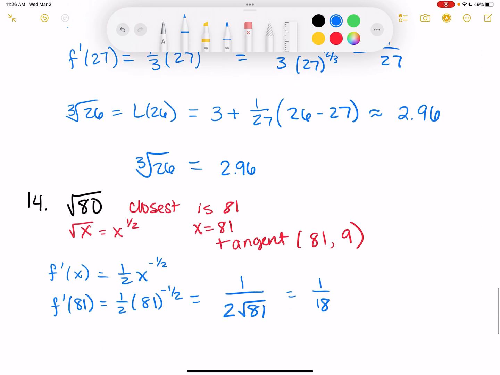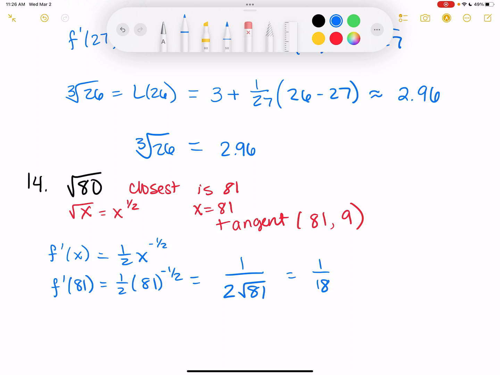So then, to actually find the approximation, square root of 80 is equal to L of 80. So it's going to be the f of a, which is 9. Is that necessary? Oh, no, I don't know why I just wrote that. I was looking up here and just wrote it. No, it's not necessary.